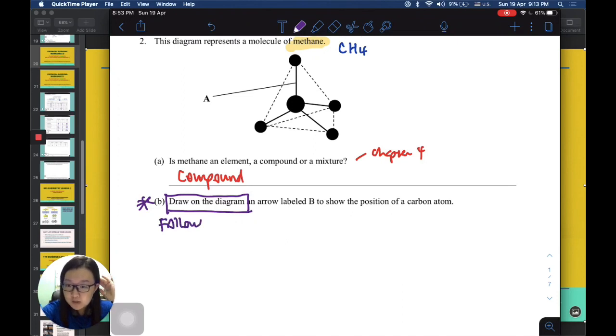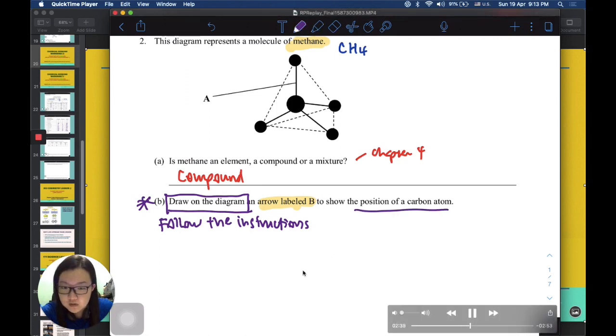And then part B, draw on a diagram. At this point, I just want to remind you again, you need to really read the question, and then as you go along, you need to highlight and annotate, because you really need to follow the instructions. The question requires you to draw on the diagram, so please do not copy another molecule of methane and then draw at the blank space here. That's not needed.